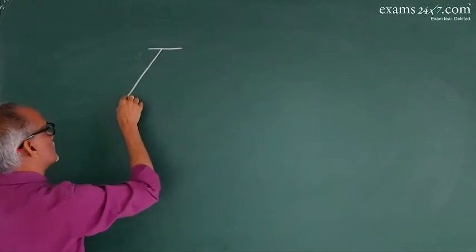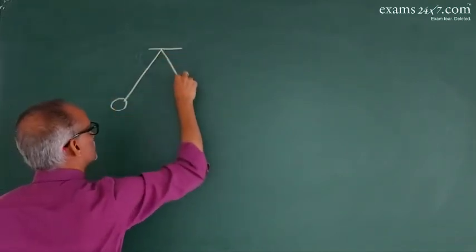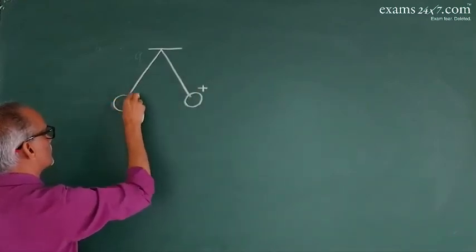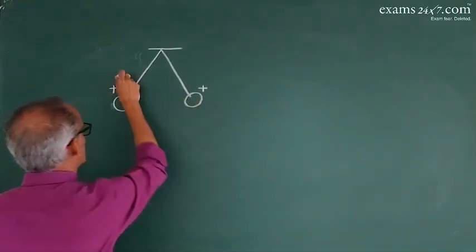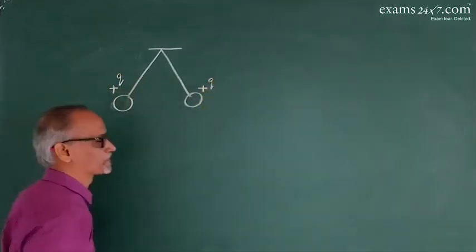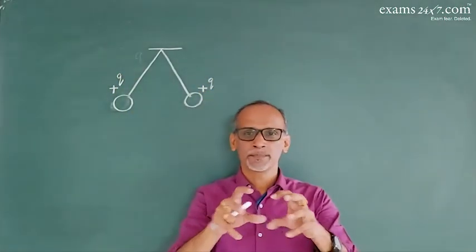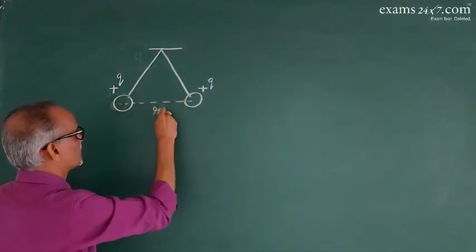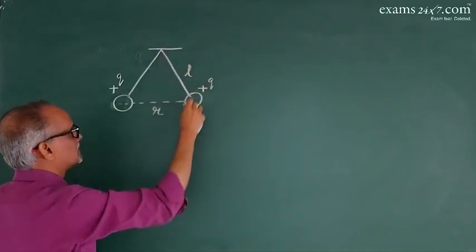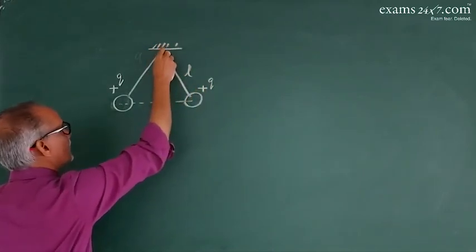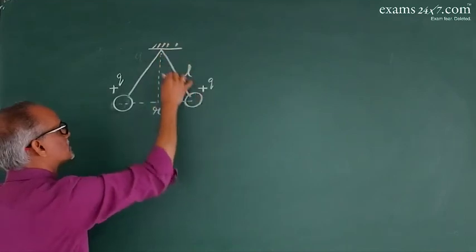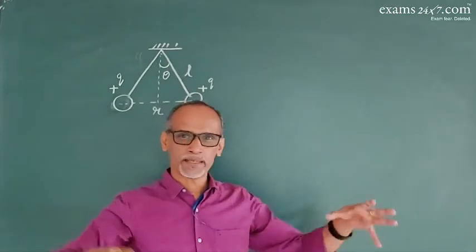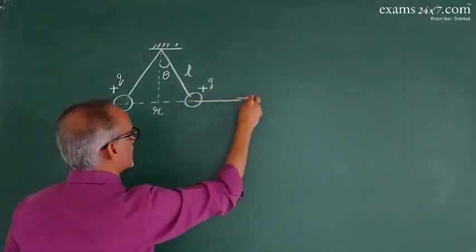If I consider two charged spheres, plus Q and plus Q, when they are charged, they repel to a certain distance. Distance is R, and the length of the string is L, and the angle made by each string with the vertical is theta. The reason why they repel each other is because of the electrostatic force of repulsion, which is F.